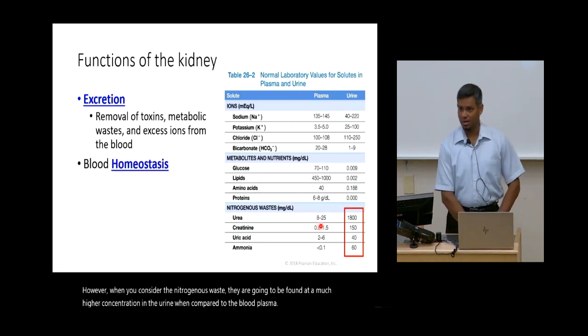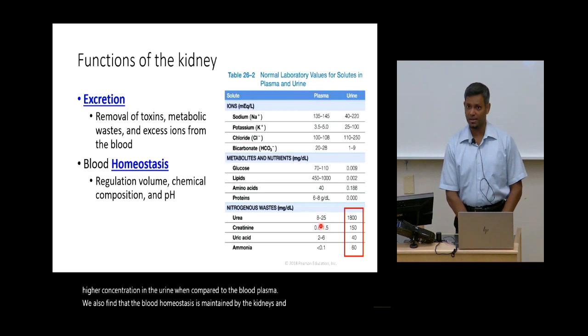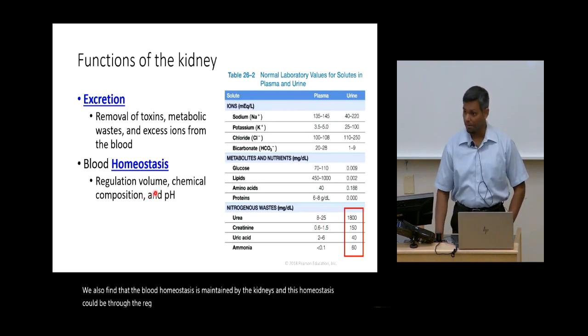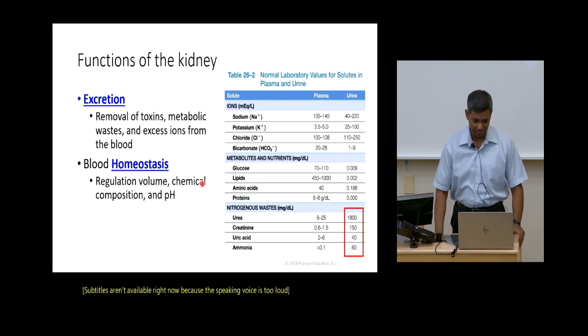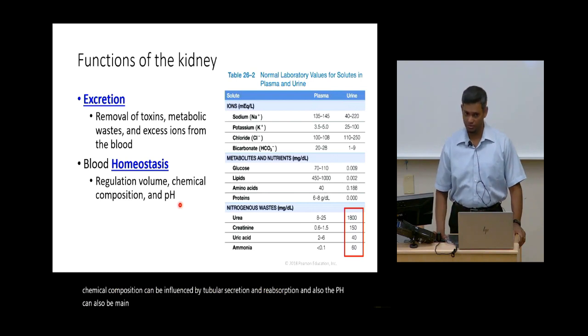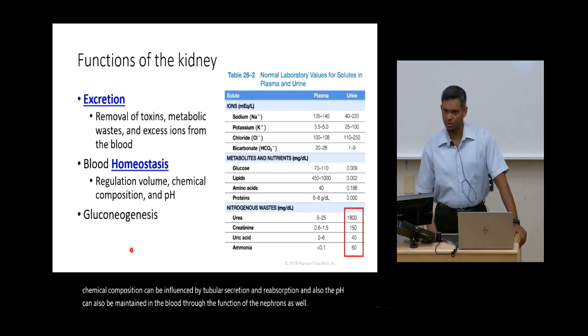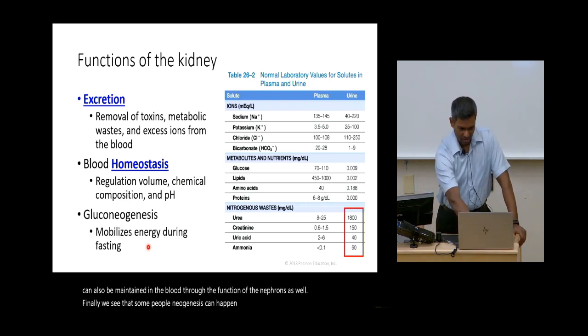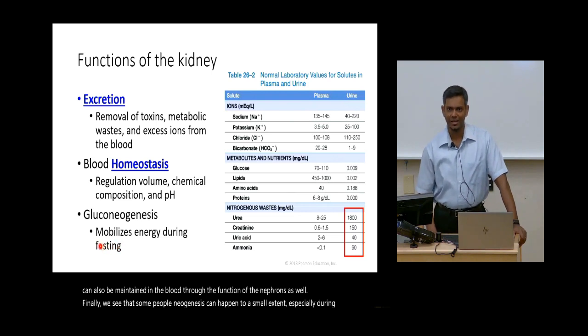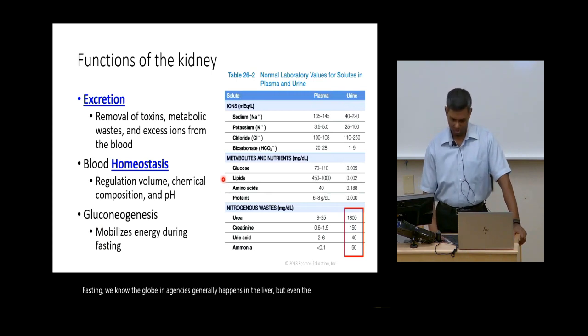We also find that blood homeostasis is maintained by the kidneys, and this could be through the regulation of the blood volume. We talked about the RAS system. The chemical composition can also be influenced by tubular secretion and reabsorption, and the pH can also be maintained in the blood through the function of the nephrons. Finally, some gluconeogenesis can happen to a small extent, especially during fasting. Gluconeogenesis generally happens in the liver, but even the kidneys can conduct this to a small extent as well.